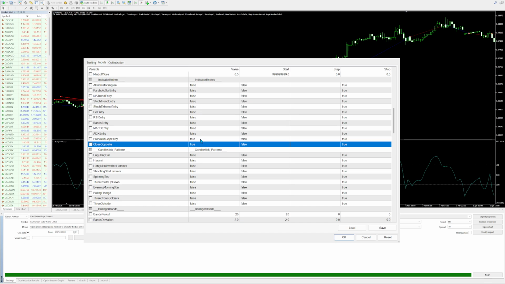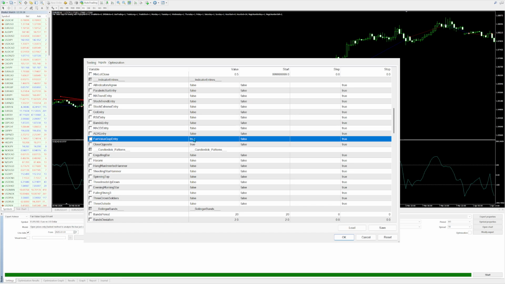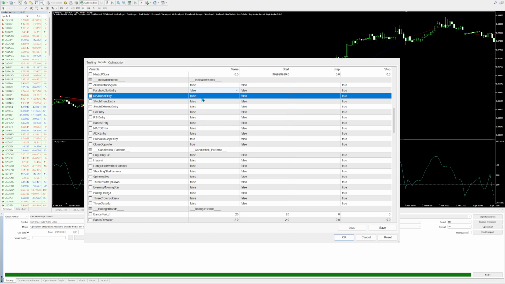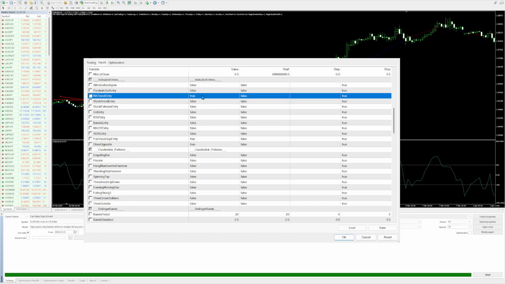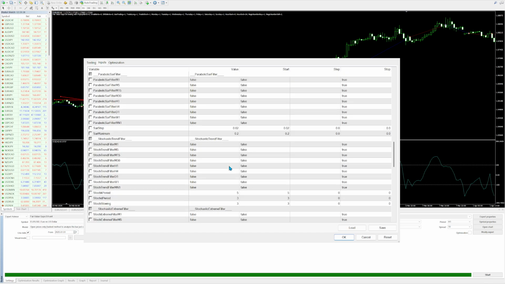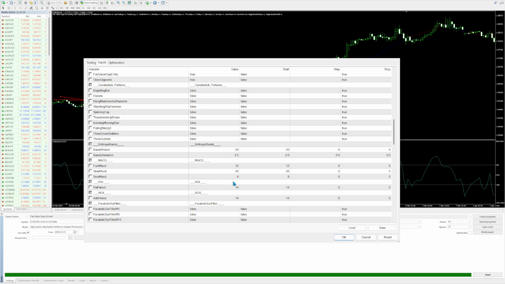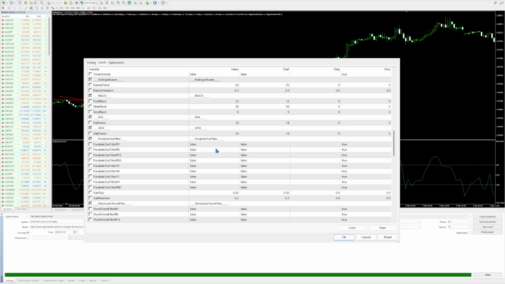Okay, and you can have, for example, the fair value gap set to true and then the MA moving average trend set to true, so the price will have to be below the moving average for a sell or above the moving average for a buy. Moving average you can set. Where is that?